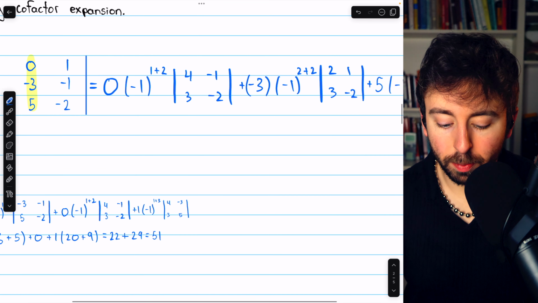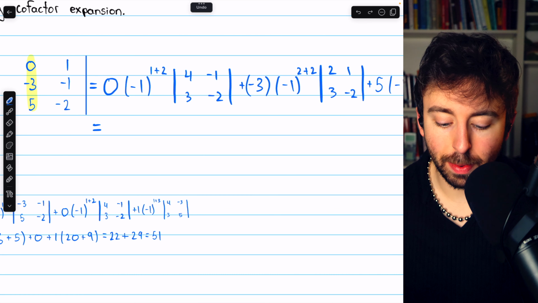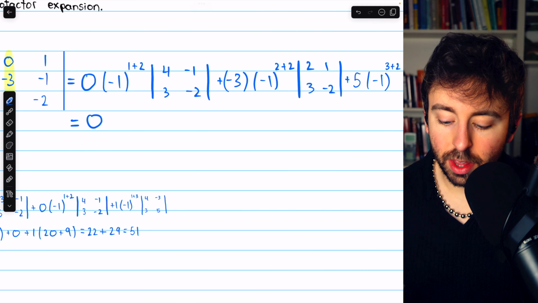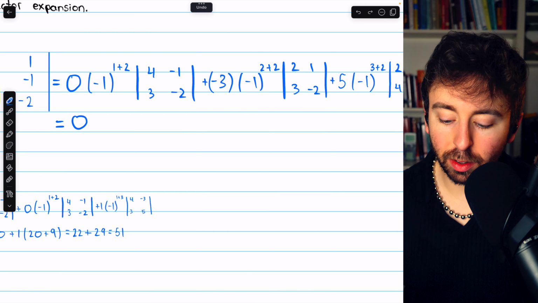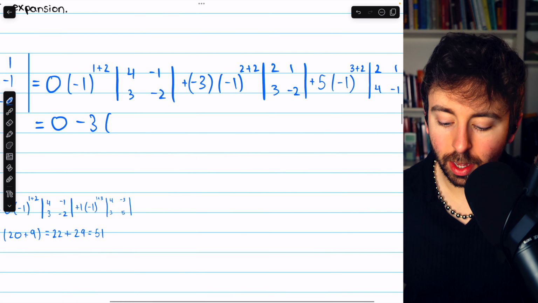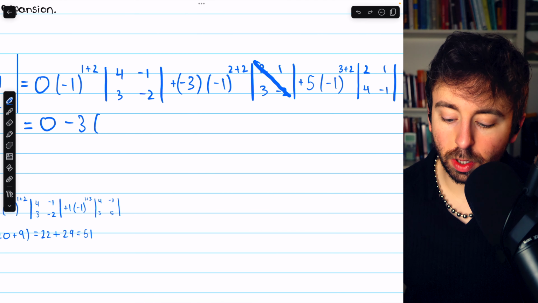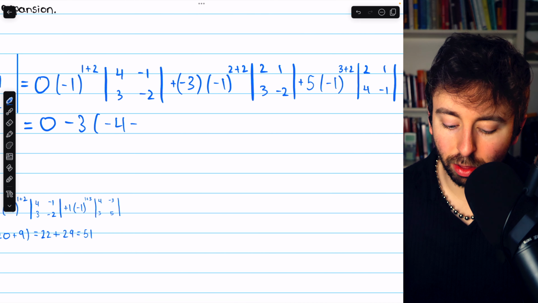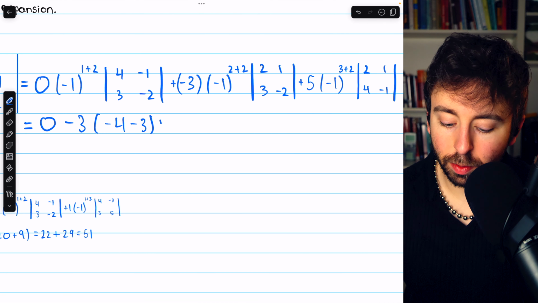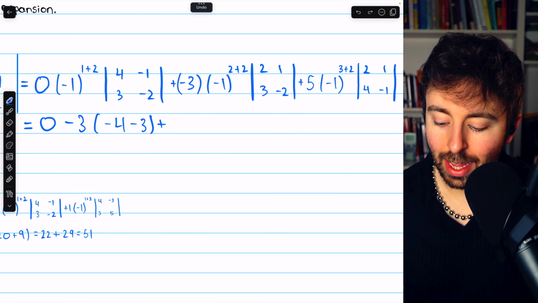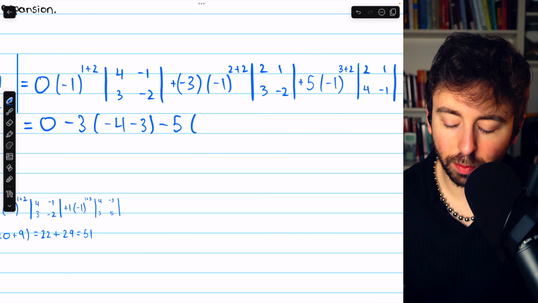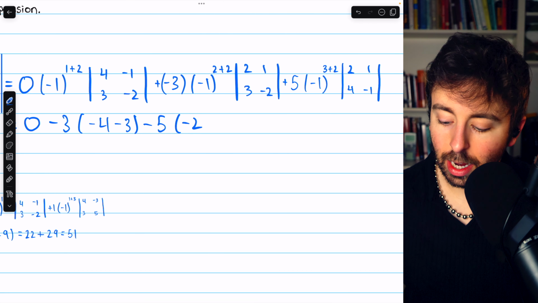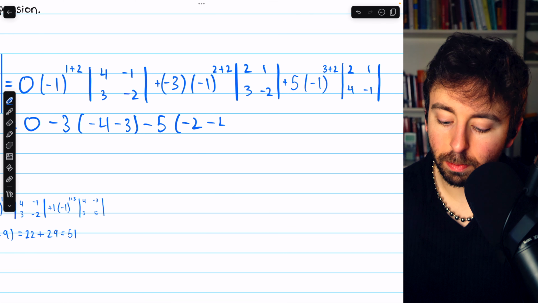All right, now we can finish this computation by calculating the determinants of these 2 by 2 matrices. The first term, of course, is just 0 because of this 0 here. Then we have negative 3 multiplied by negative 1 to the 2 plus 2, so that's just negative 3. And then the determinant of this 2 by 2 matrix, 2 times negative 2 is negative 4, 1 times 3 is 3, so this is negative 4 minus 3. And then we must have the 5 times negative 1 to the 3 plus 2, that's negative 5, so I'll just write negative 5, multiplied by the determinant of this matrix.